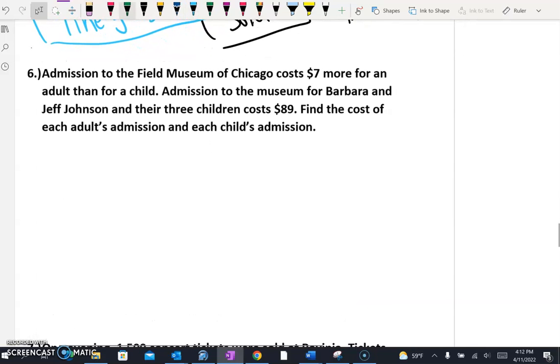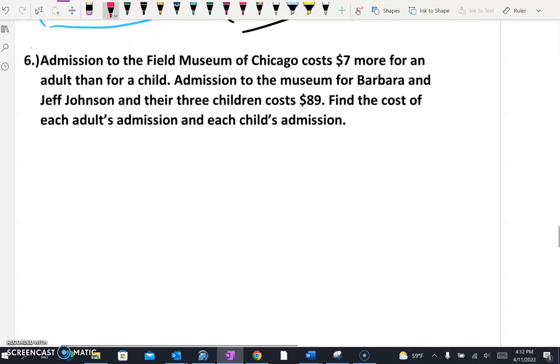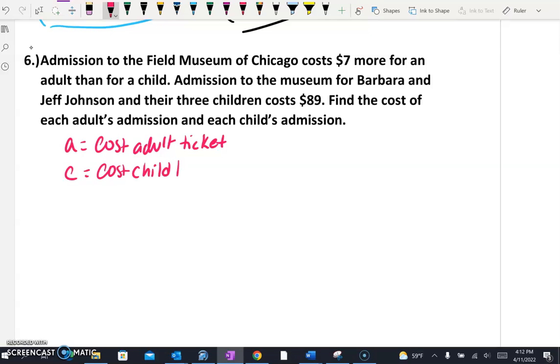The first one, we are going to the Field Museum. It's very exciting, and like every Midwestern family, Barbara and Jeff Johnson, of course, have 3 kids. And we are going to try and figure out how much the children and adults tickets cost. So I'm going to call A the cost of an adult ticket. You could use X or Y if you wanted. I just like using the same letter as the word. And I'm going to call C the cost of a child ticket.